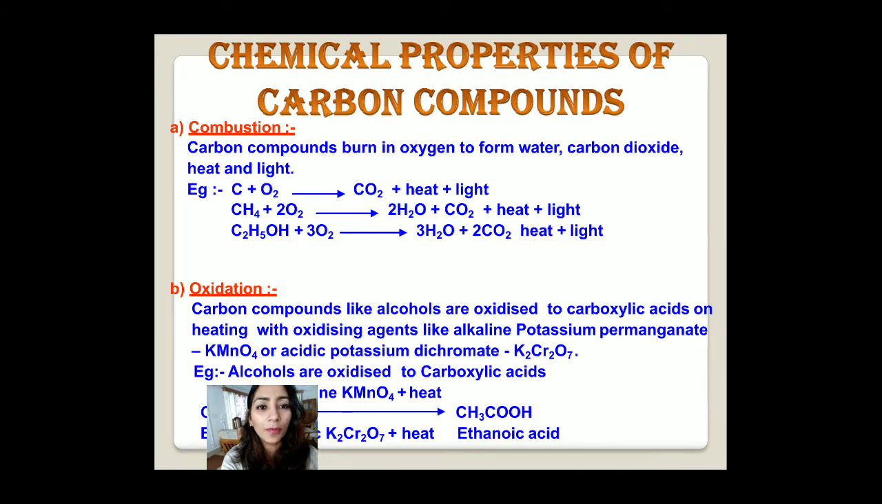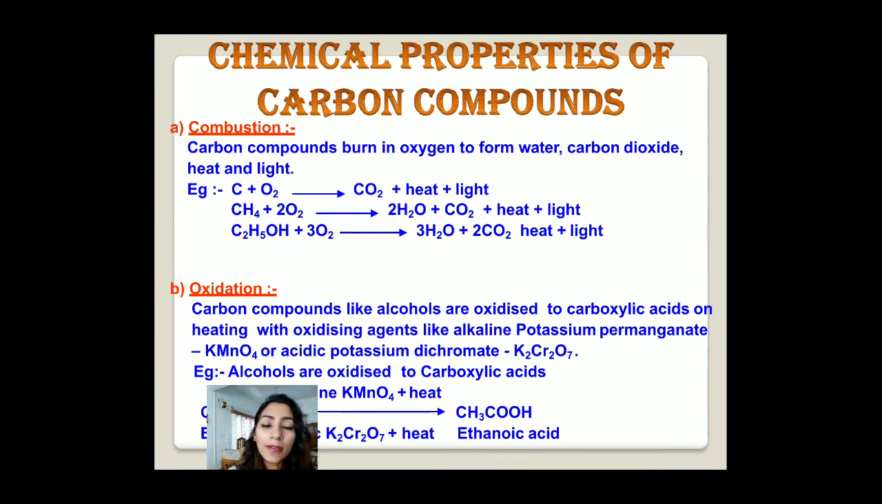First property is combustion. What is combustion? Combustion means burning of anything. So for burning, what do we require? We require oxygen. Carbon compounds burn in oxygen to form water, carbon dioxide, heat and light. Whenever we burn something in oxygen, we get two fixed things, carbon dioxide and water. Along with this, all compounds give us heat and light. Saturated compounds give us blue light, and unsaturated compounds give us yellow light with lots of fumes.